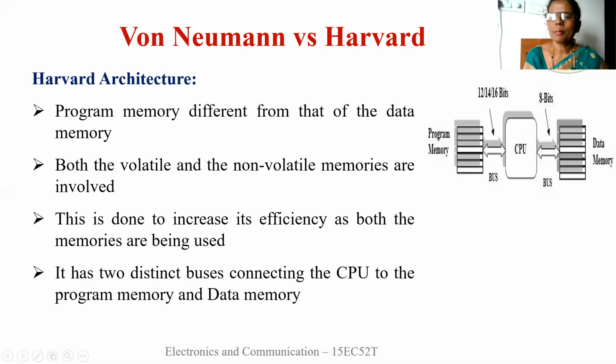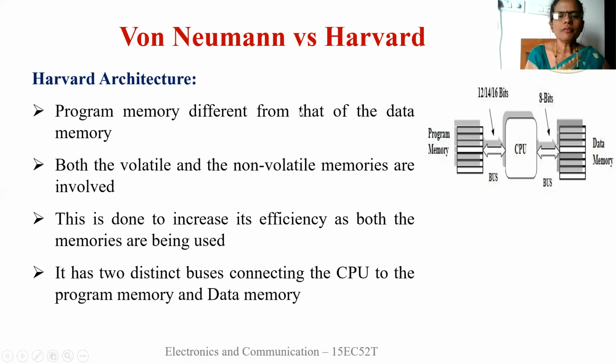Both the data memory and program memory are connected to the bus. This bus is 16-bit, 14-bit or 12-bit in size. Here the data is 8-bit size, as shown in this diagram. But in our processor, the width of the bus changes, so I'll tell you in the next session.